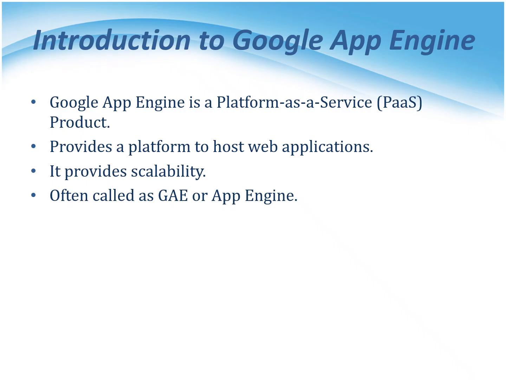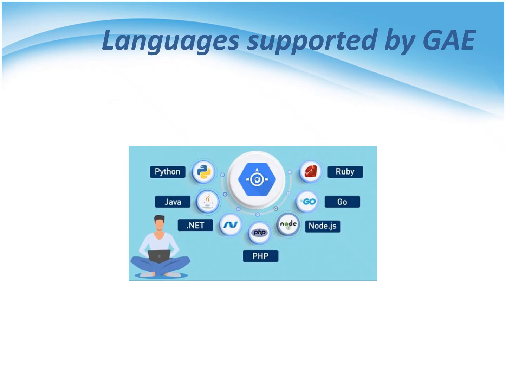One of those services, a platform as a service, is Google App Engine. It provides a platform to host web applications. It provides scalability, and is often called Google App Engine or App Engine. For all web applications, Google App Engine provides everything. They can use different languages to build their web applications. These are the languages supported by Google App Engine: Python, Java, .NET, PHP, Node.js, Go, Ruby. If anyone wants to make their own web application according to their own requirements, they can just get Google App Engine and build their own web applications. It is a very popular app engine for making web applications.